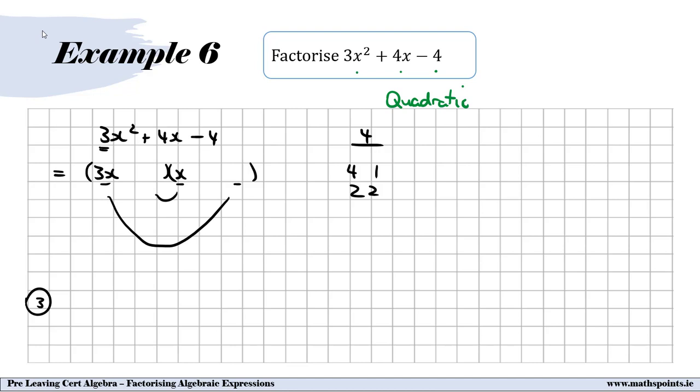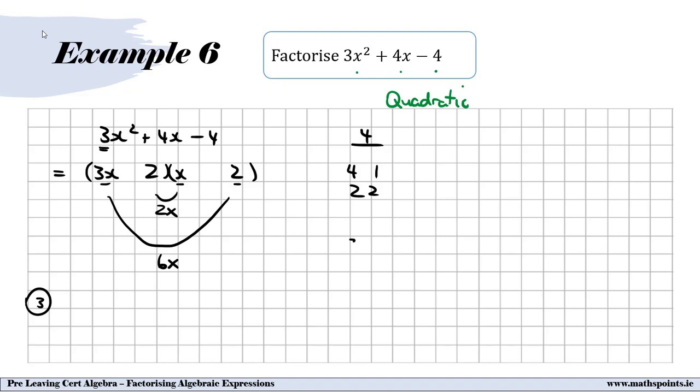So what I'm going to do is I'm going to try 2 and 2. So again, I'm going to do the 3 checks. 3x by x is 3x squared, 2 times 2 is 4, and then the inner 2 multiplied give me 2x, and the outer 2 multiplied give me 6x. And the question is, can 2x and 6x somehow combine to give 4x?